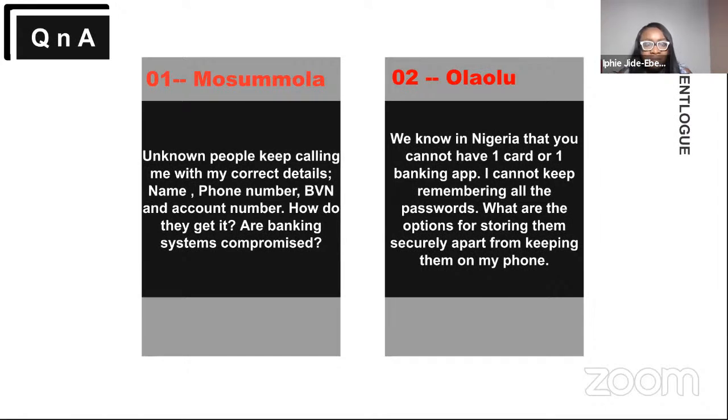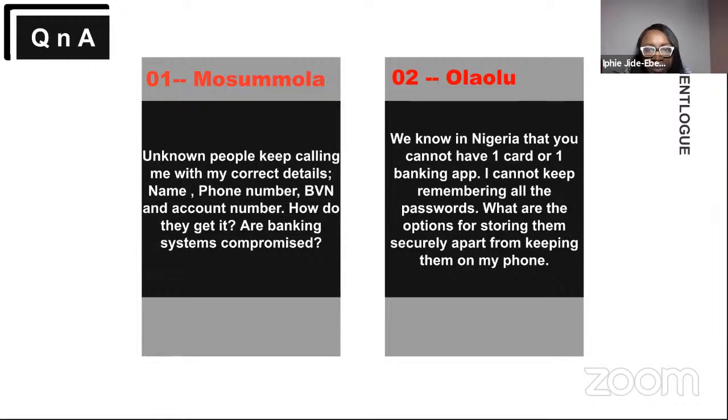So let's say my name is Ify. They were like, oh, hello, are you Ify? Do you bank with UBA or GTB or any bank? Is this your account number? Oh, your account is about to be blocked, and I'm sending you a code. So somebody asked, how do they get all my details? Are the banking systems compromised?